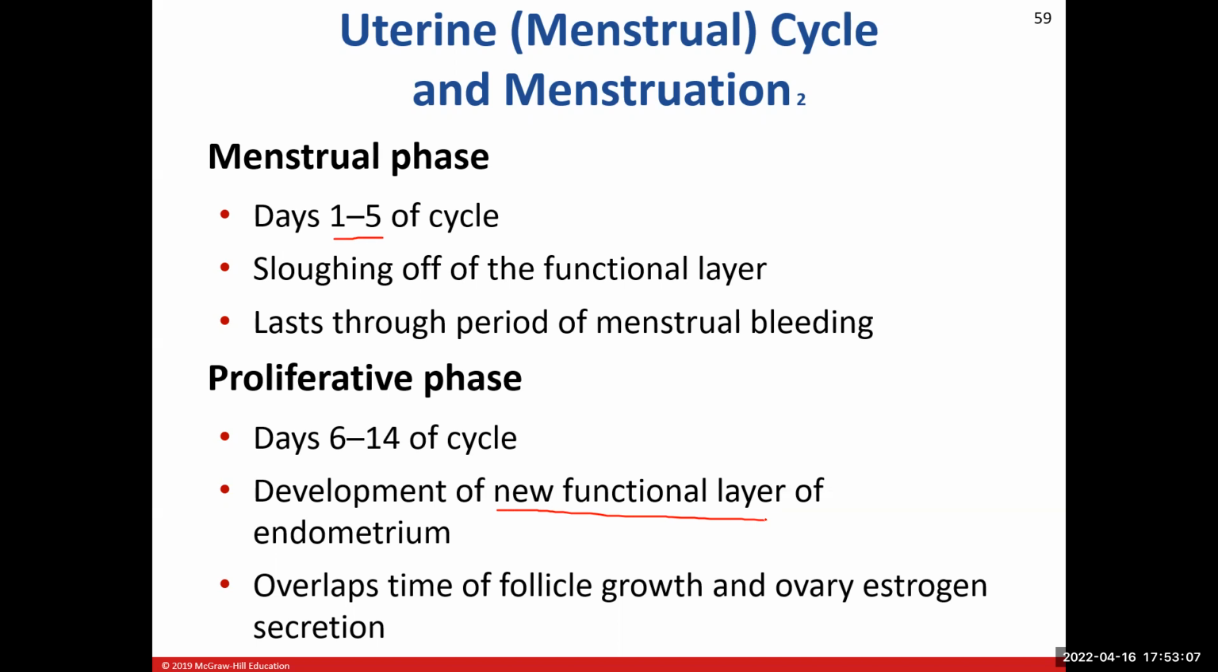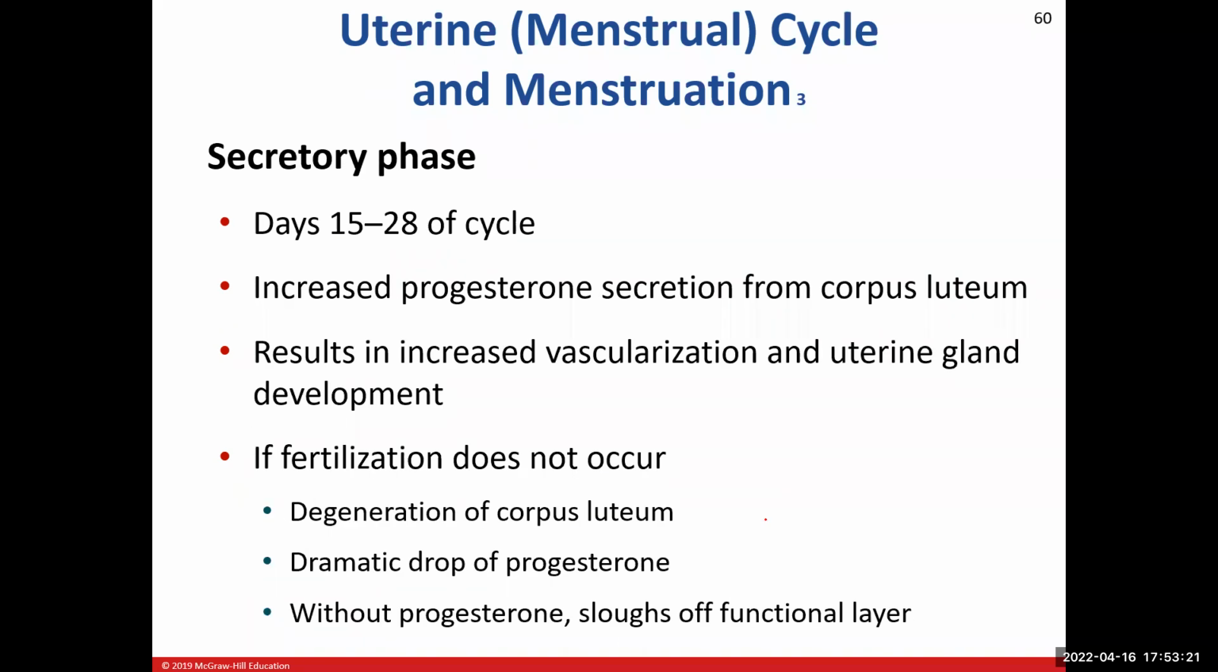Okay, and it stimulates its own maturation. So during this time, the follicles are growing, maturing, and at the same time, we are producing a new functional layer in the endometrium. That's the proliferative phase. Then the final phase is the secretory phase, day 15 through 28.